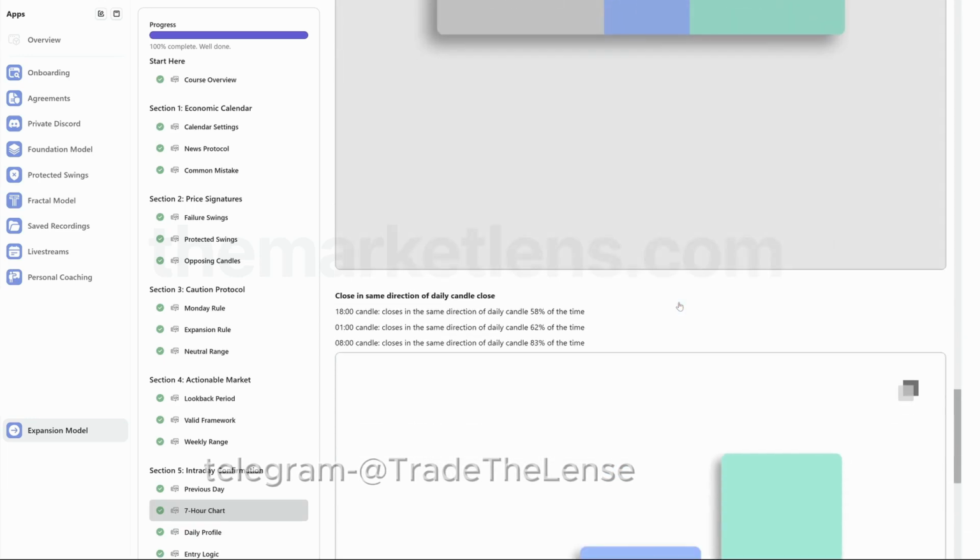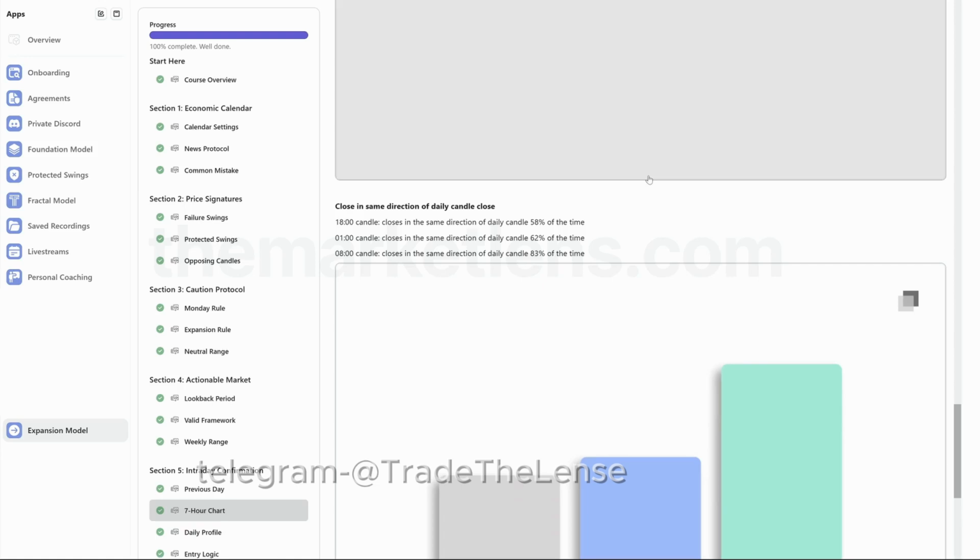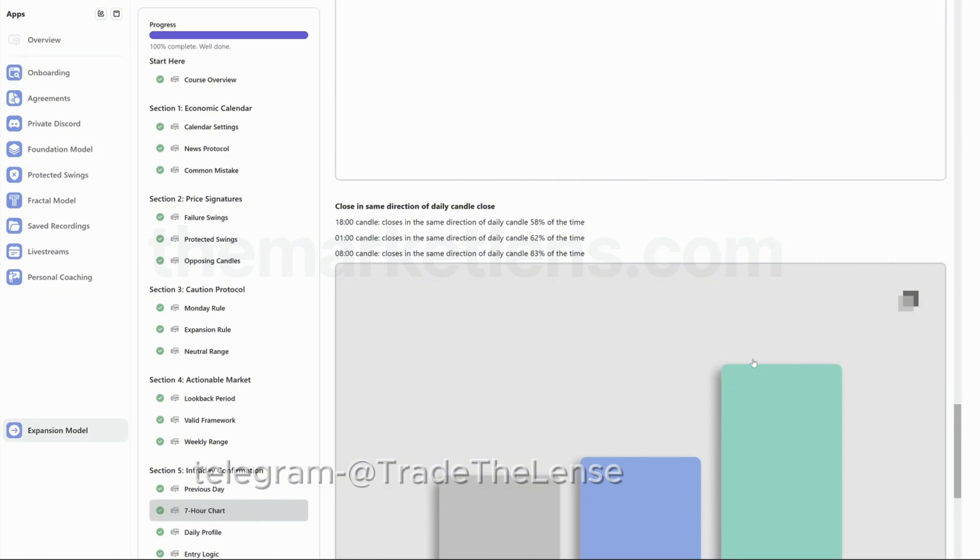And then if we go down one more, kind of bringing this all together, closes in the same direction of the daily candle close. So if the daily candle is bullish, does this candle also close bullish within that day? The 18 candle closes in the same direction 58% of the time. So 50% to me means nothing. There's really nothing going on of interest there. So any big deviation away from that is meaningful in data. 1 o'clock candle, 62%. It's a little bit more. And then we get to 8 o'clock, 83% of the time it closes in the same direction of the daily candle. That's pretty significant.